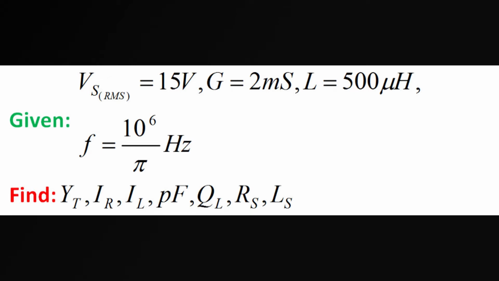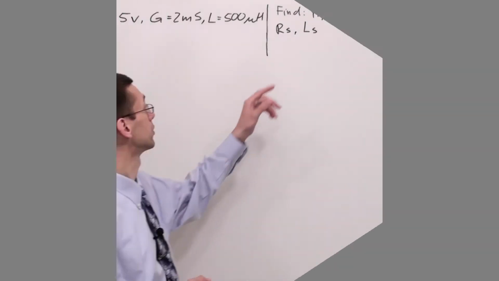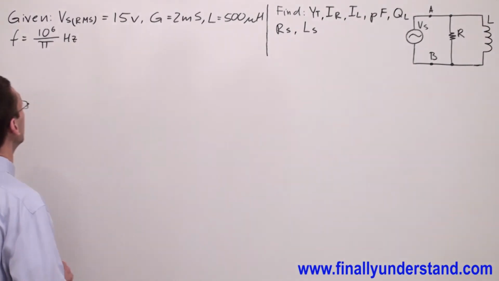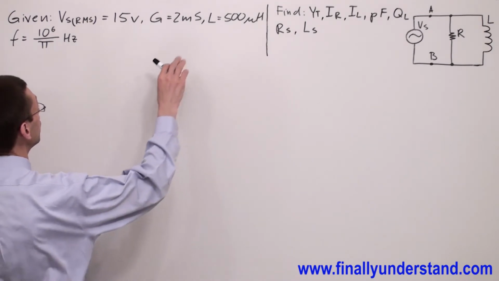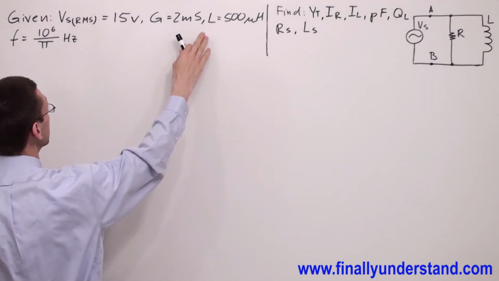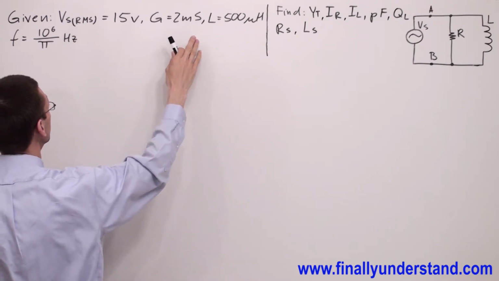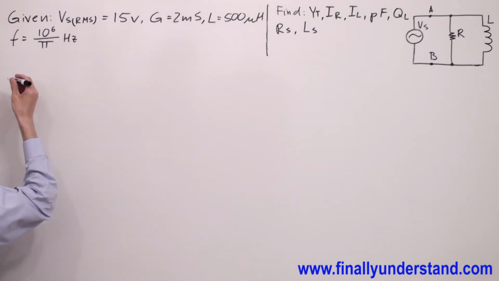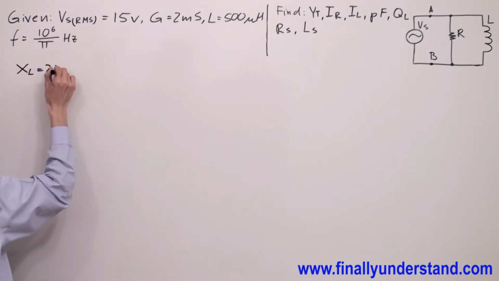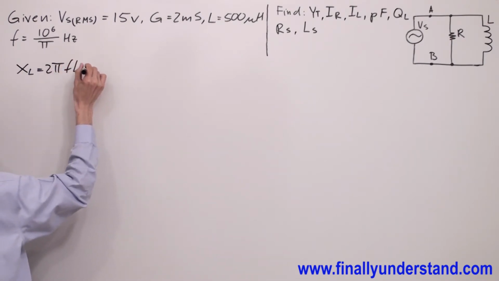We have another example on the board. This time we have to find first the total admittance. In order to do so, I have to find the inductive susceptance. In order to find inductive susceptance, I'm going to find first inductive reactance. So I have formula X_L is equal to 2πfL.